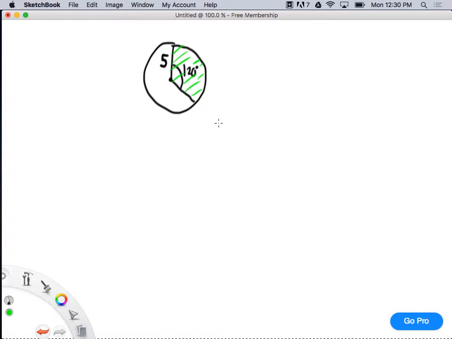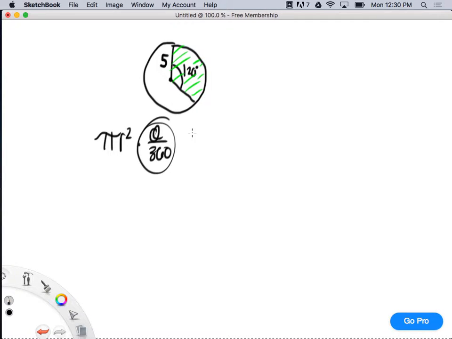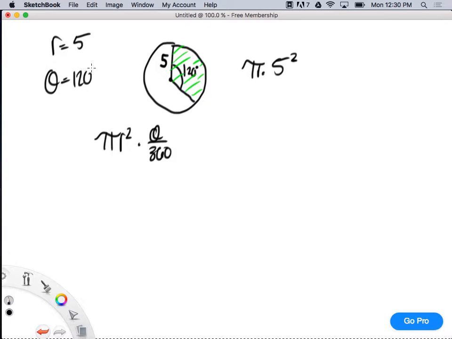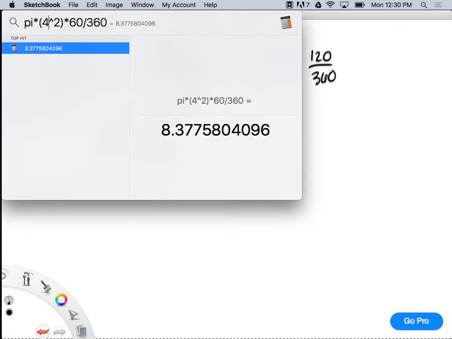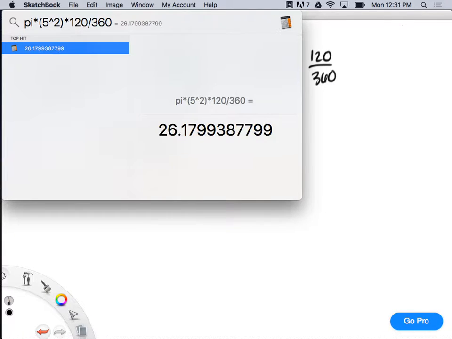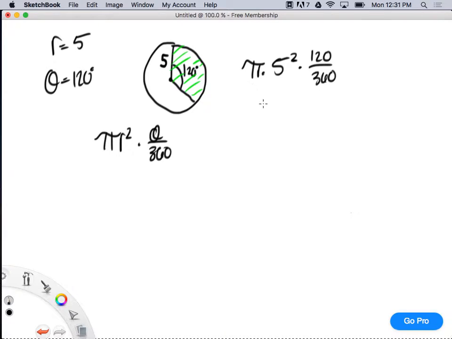Alright, look. It's pi r squared times theta over 360. Guys, listen. Get familiar with theta over 360 because it comes up a lot. Pi times r squared is 5 squared. R is the radius, in this case 5. Theta in this case is 120 degrees. Pi times 5 squared times 120 over 360. I do that in my calculator and I get 26.18.